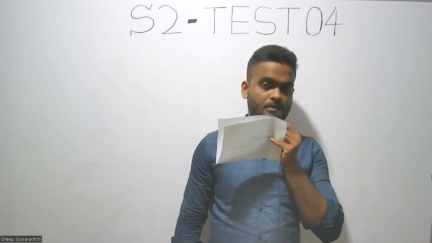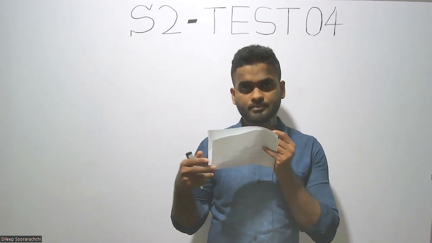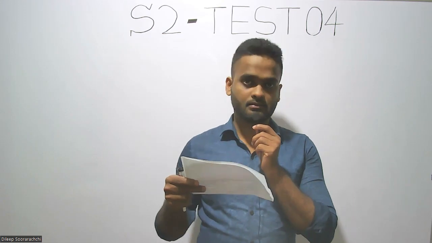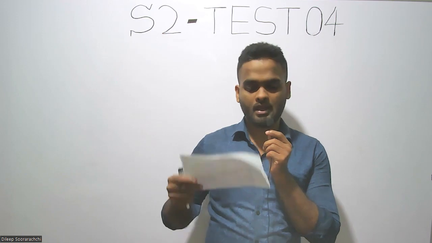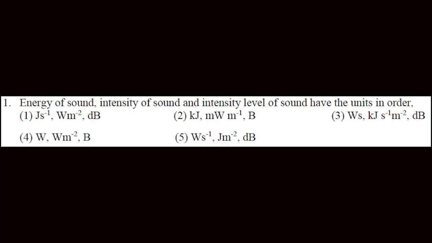This is test number 4 from series 2. These tests are mainly based on waves and oscillations. Okay, the first question. Energy of sound, intensity of sound and intensity level of sound have the units, in order.